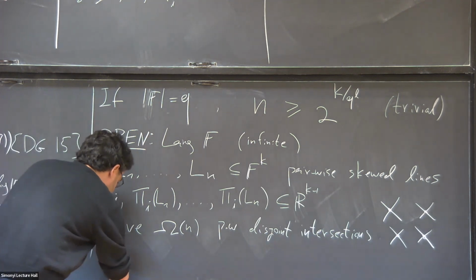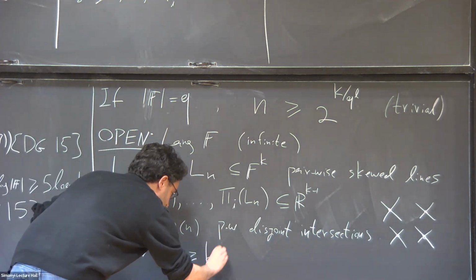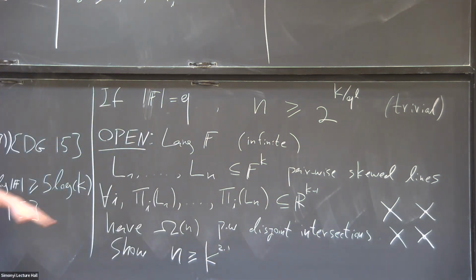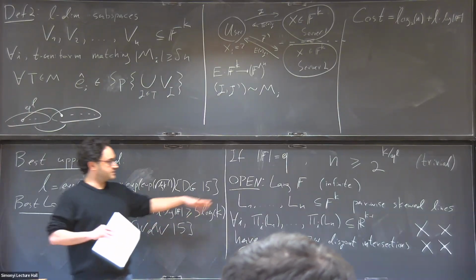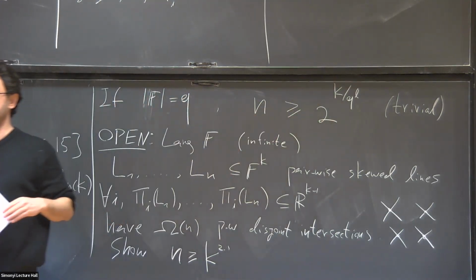And show that n is at least k to the 2.1. So you can get quadratic using standard method that we'll see later. But anything better than quadratic is open. Again, when the field is large. When the field is small, you can apply this bound and you get something.